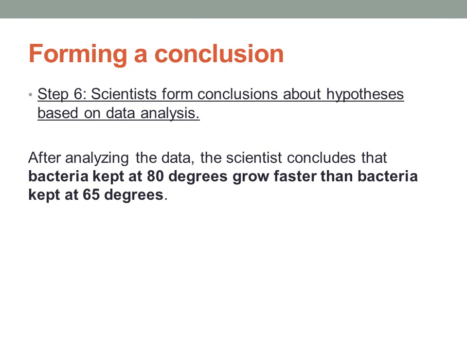All right, step number 6, scientists form conclusions about hypotheses based on data analysis. After we collect the data and then analyze it, we will then form a conclusion. In this case, after analyzing the data, the scientist concludes that bacteria kept at 80 degrees, which is the hotter temperature, grow faster than bacteria kept at 65 degrees.